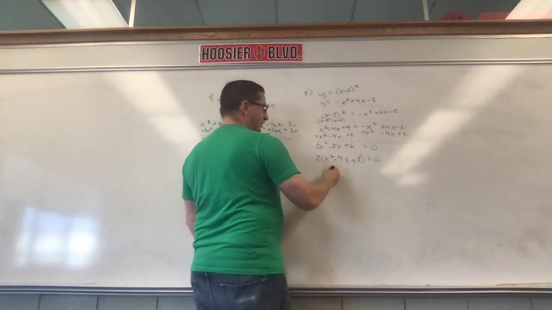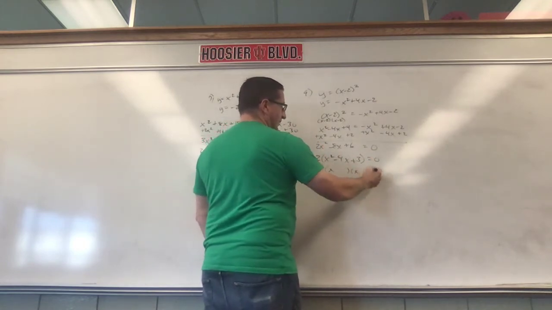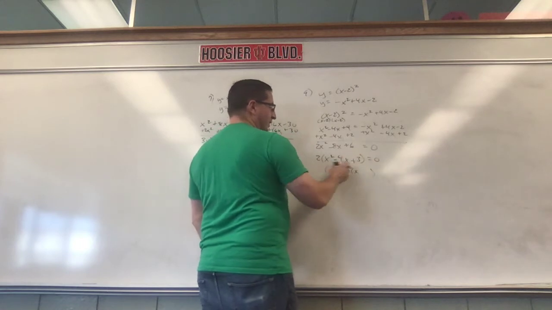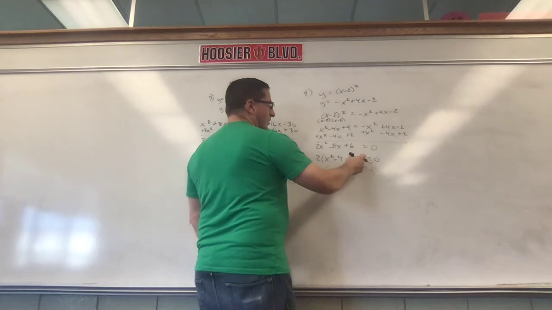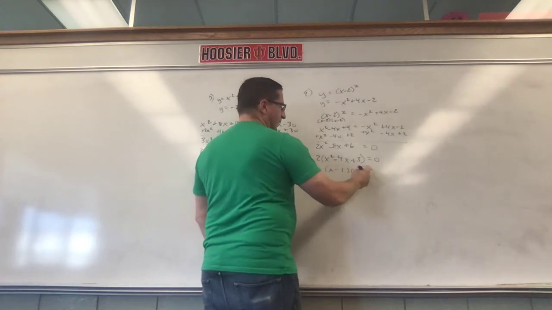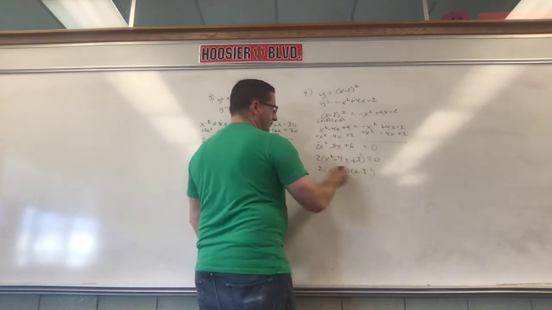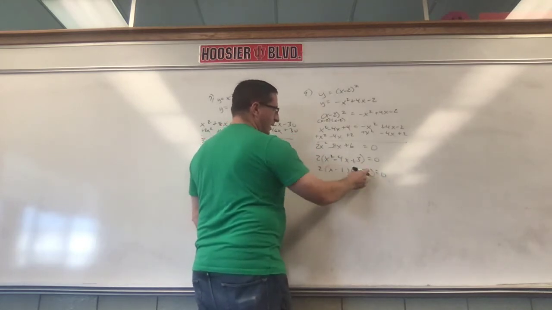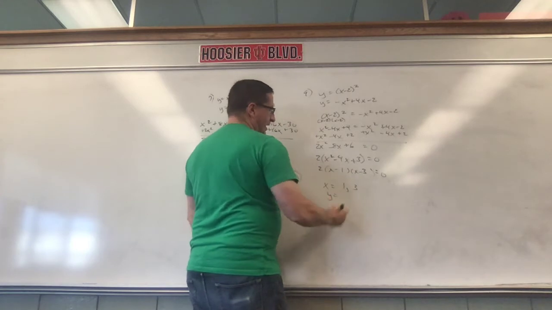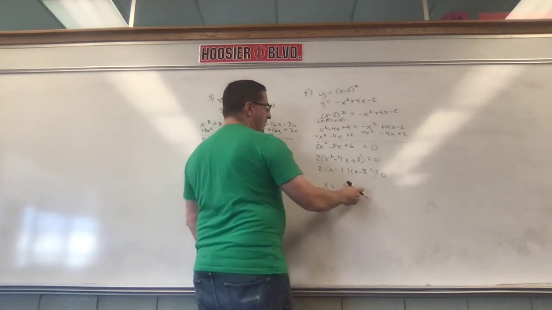And this factors further. X squared is x and x. Last term's positive, so it's either plus plus or minus minus. Got to come up with some negatives somehow. There's only one way to multiply and make 3, 1 and 3, and that works because they add up to 4. So, what makes 0? 1 and 3.